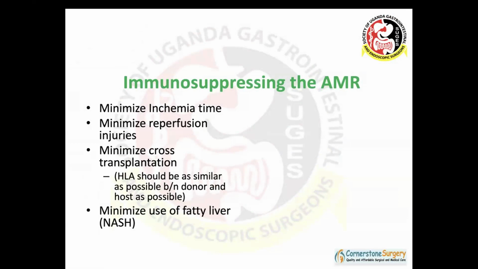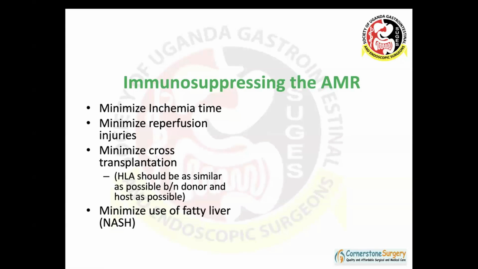Now, we know the antibody-mediated response is already less in the liver, but to make it even less likely to happen, we need to minimize ischemia time during the transplant. We need to minimize reperfusion injuries, and minimize cross-transplantation. Cross-transplantation means that the donor and the recipient should be as similar as possible. The more similar they are, the less antibody-mediated response you will set up.